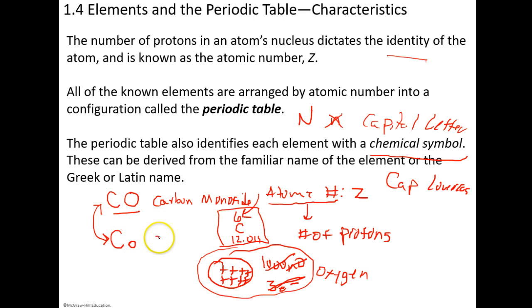Capital C, lowercase o is cobalt. They are not even close to the same thing. This is a metal. These are non-metals. This will kill you. Cobalt metal, I'm sure if you ate it, it would probably kill you, but it's highly unlikely you will be eating cobalt. But there is a chance you can be poisoned by carbon monoxide if you don't have detectors and your hot water heater or your furnace is not working correctly.